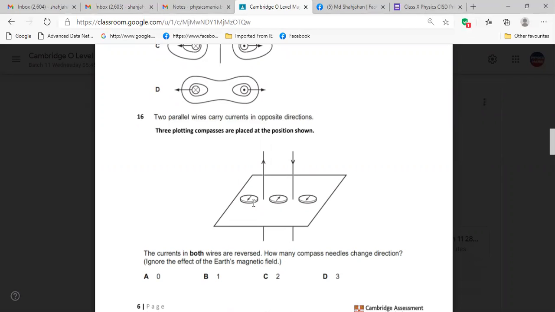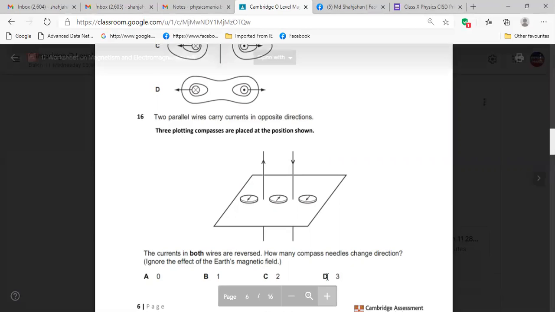Can you read this question 16? Two parallel wires carry currents in opposite directions. Three plotting compasses are placed at the positions shown. The currents in both wires are reversed. How many compass needles change direction? The way we see the compasses is shown like this. Now, if we reverse the current, what happens?